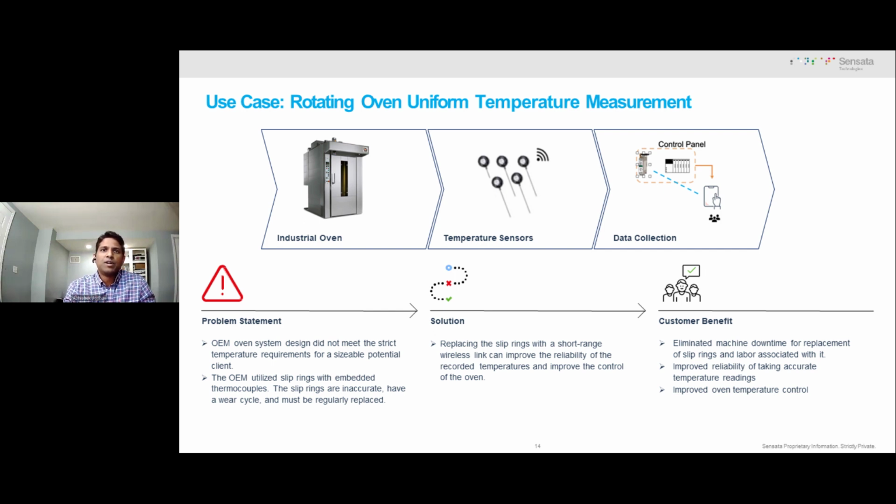With our sensors, the OEM could replicate the system for all rotating ovens and other applications for slip rings, such as the sludge tanks. This eliminated the machine downtime for replacing slip rings and saved labor time as well, improving reliability of accurate temperature measurements and also improving temperature control of the oven. So now the OEM also won the business with their clients who had strict temperature measurement requirements.